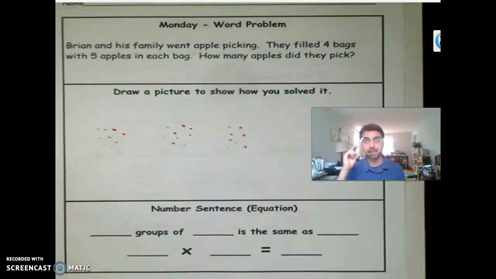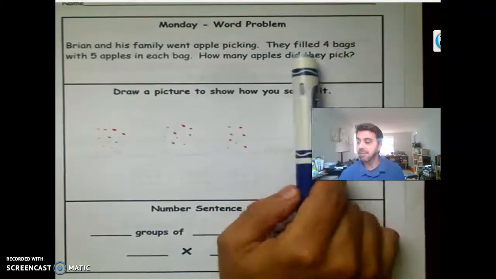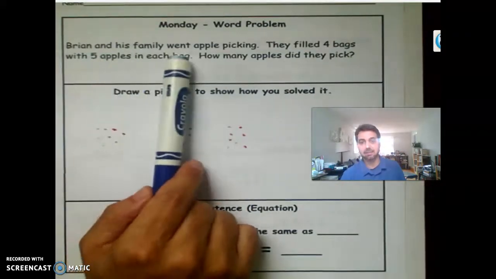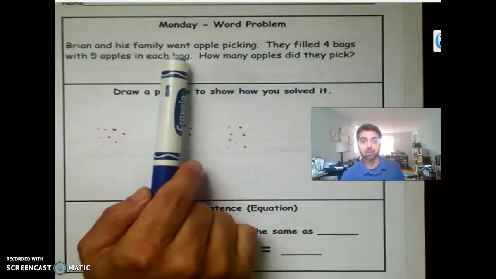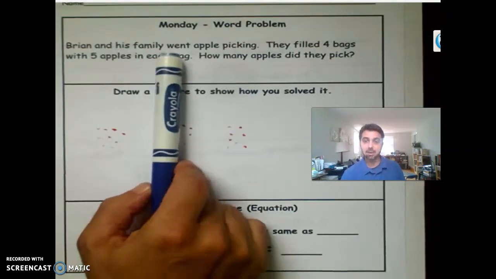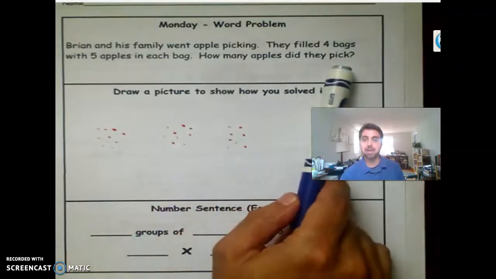So I've got a kid named Brian. He's about your age. He's got black hair, and he's going apple picking with his father and his sister, and his grandmother. They filled 4 bags with 5 apples in each bag. So you're going to need to draw 4 bags and put 5 apples in each bag, and then figure out how many apples they picked.